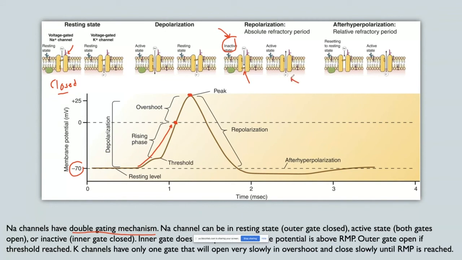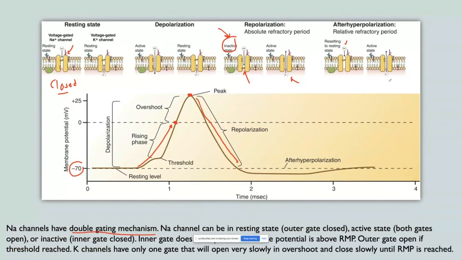Notice that now the potassium channels are open. They open very slowly. Potassium starts moving out slowly, and we have this repolarization phase. And then at the end we have the after hyperpolarization. We have the resetting of the sodium channels. Notice that they are closed again like they were at the beginning, but potassium channels are still open.